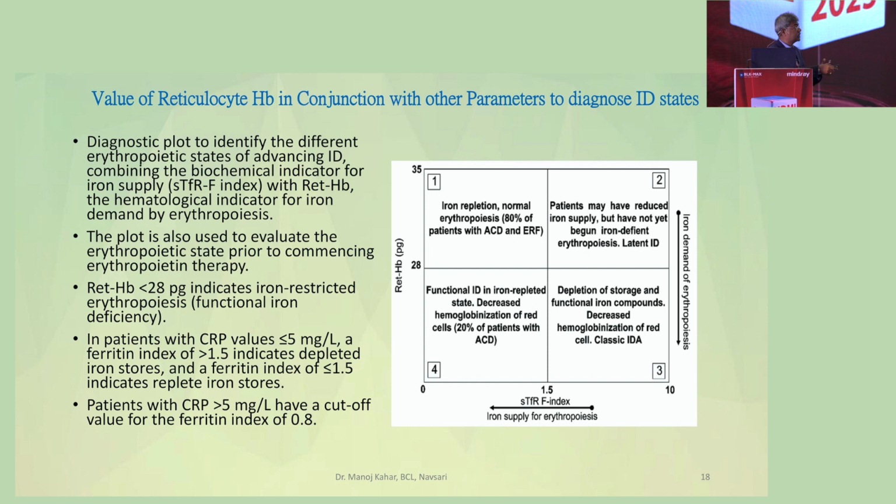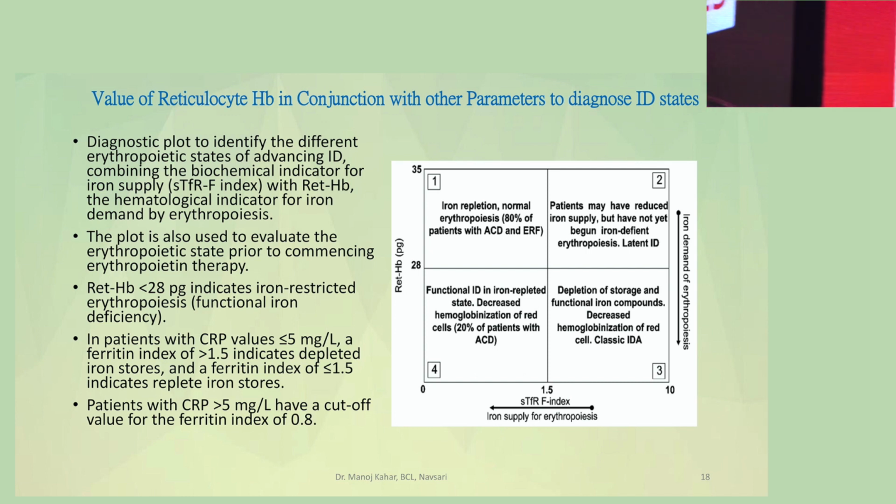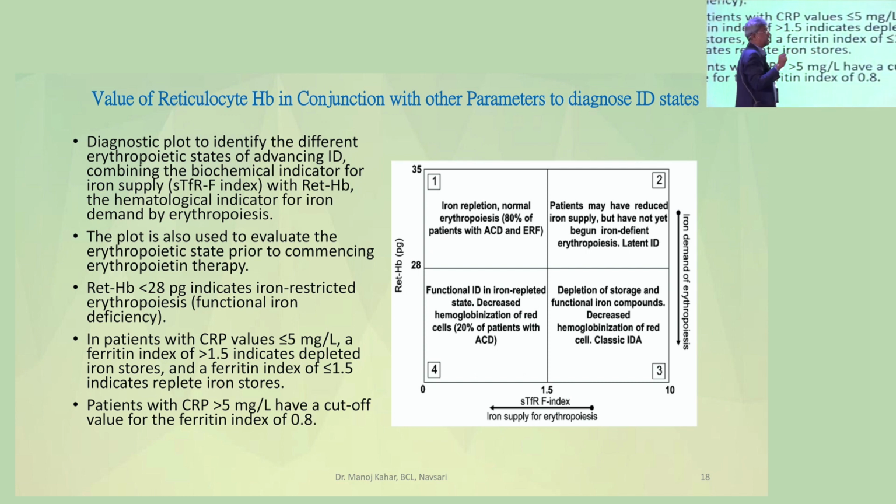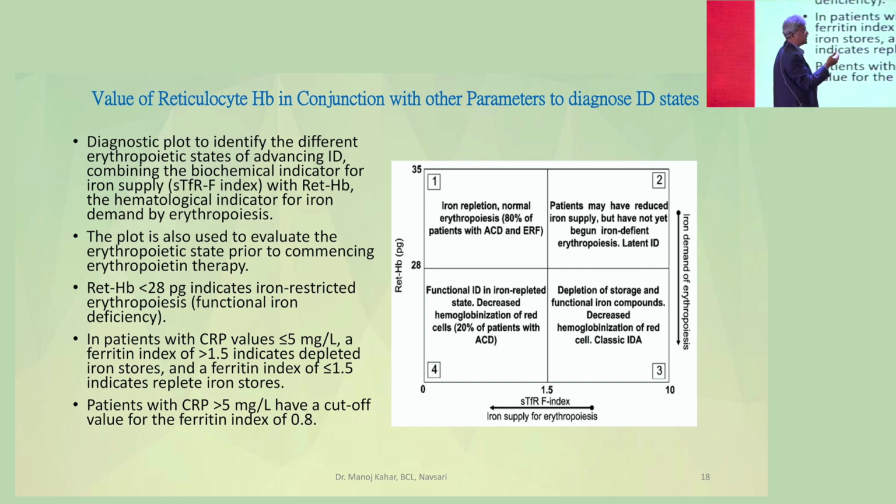Then there are various plots which are being published which help us to identify different erythropoietic states of advancing iron deficiency. And they are combining biochemical indicator for iron supply, that is this STFR-F index, and the hematological parameter for iron demand. And based on these two, there are plots, and these plots give us the idea about whether there is a functional iron deficiency, whether there is a classic iron deficiency anemia, whether there is latent ID, or there is iron repletion.